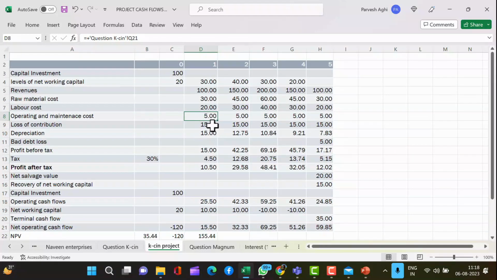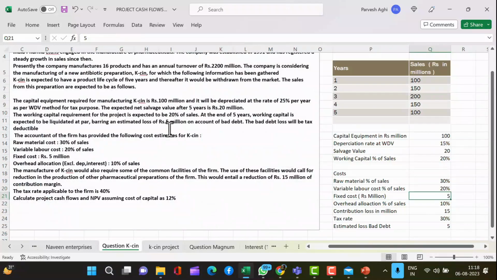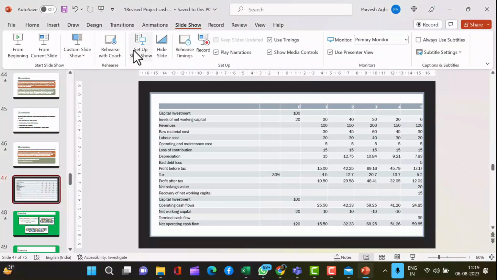Then loss of contribution, because the company is going to lose 15 lakh rupees of sale or contribution, because the company is going to have this new product. Okay, so this is like this. I'll just explain that.